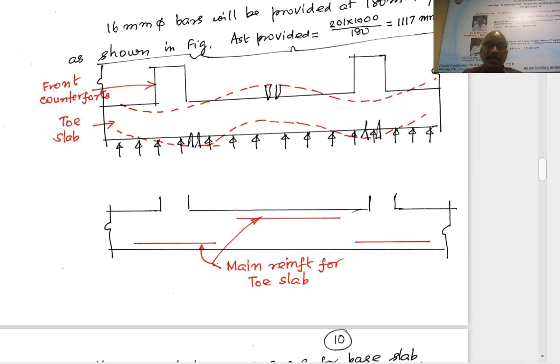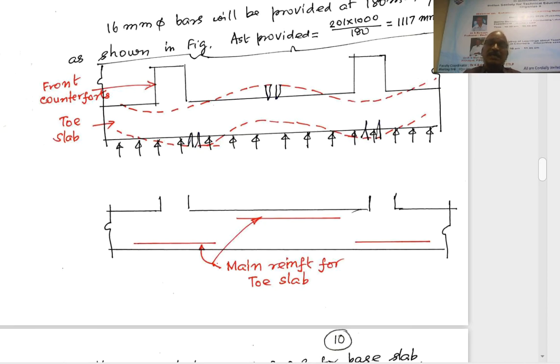So we have to provide the reinforcement at the top, reinforcement in the horizontal direction. At the section of counterfort, the tension will occur at the bottom. So from the loading we can understand this figure. So for both the section midway between the counterforts and also for the section of the counterfort, you have to provide steel in the horizontal direction.